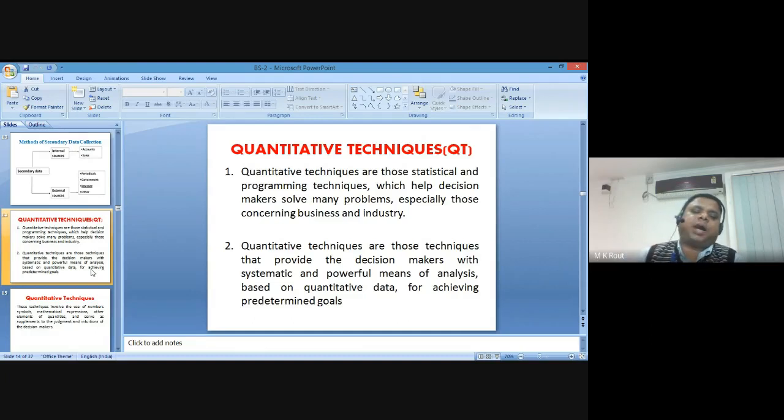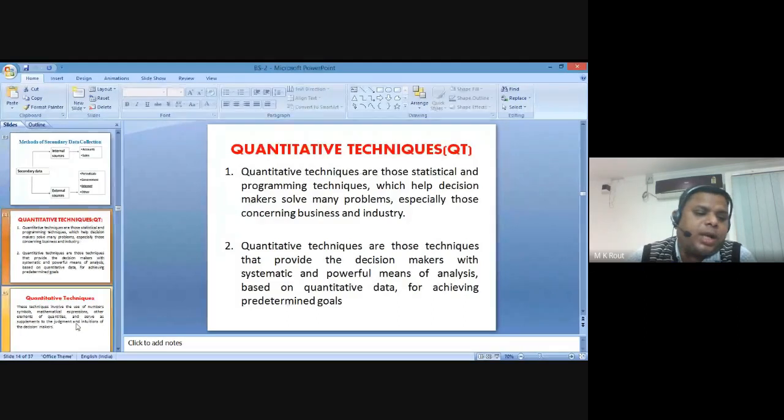Then moving to the next part, quantitative techniques are those techniques that provide decision makers with a systematic and powerful means of analysis based on quantitative data. As I told, quantitative data should be measurable, whether it is the speed of a vehicle, the temperature of a container, or the humidity. All of these should be represented in the form of digits and numbers, and used for achieving the predetermined goal of the organization, that is, making more profit.